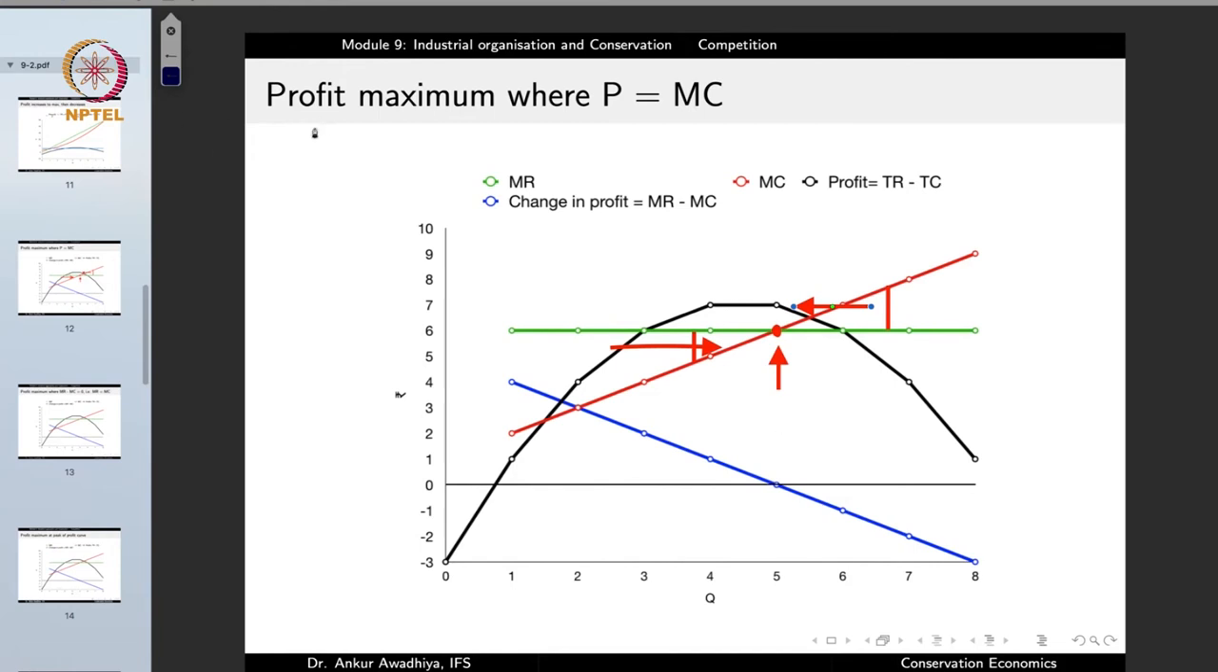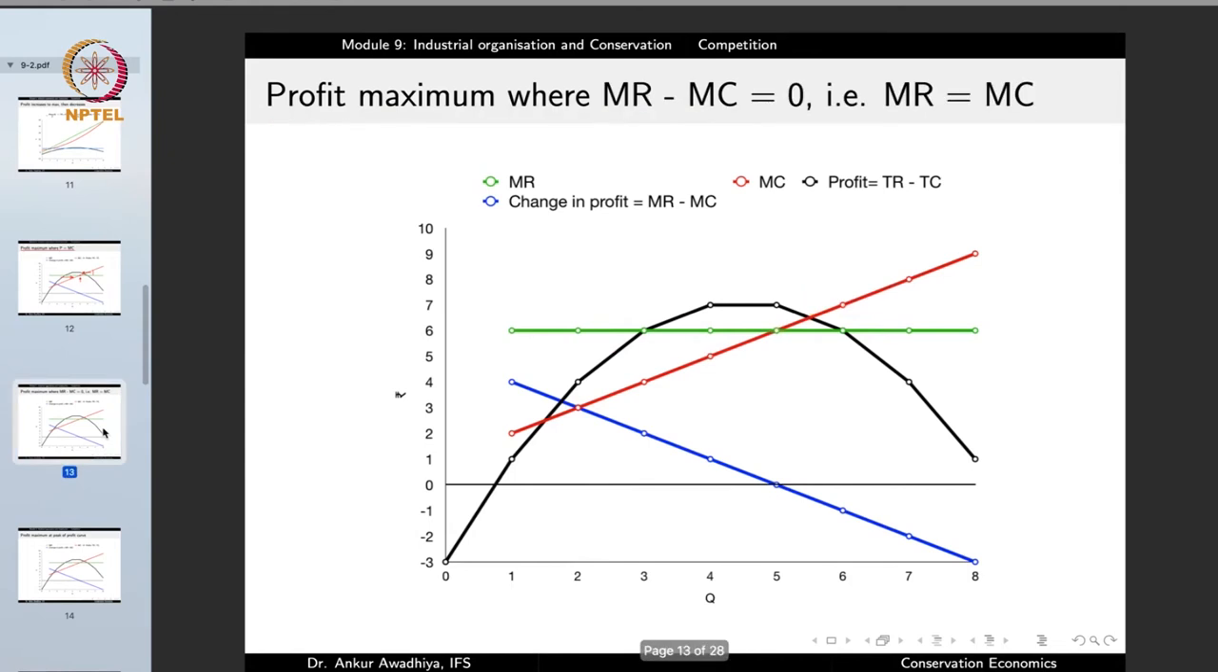So profit is maximum where P is equal to MC, which is the price is equal to the marginal cost of production. We can also say that profit is maximum where MR minus MC is equal to zero, which is marginal revenue minus marginal cost is equal to zero. That is, this is the marginal revenue line, which is the price line, and this is the marginal cost line. And we are saying that profit is maximum where the difference is zero.